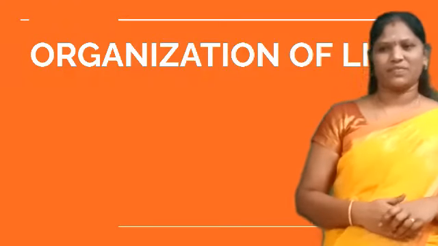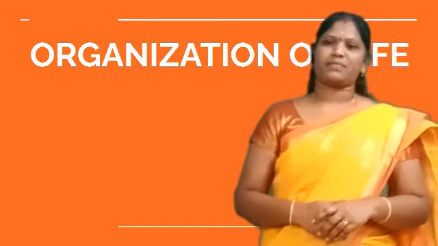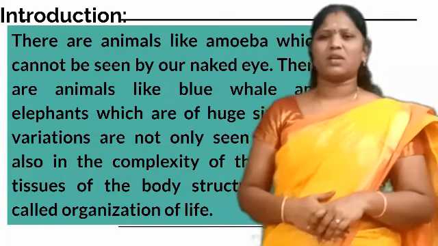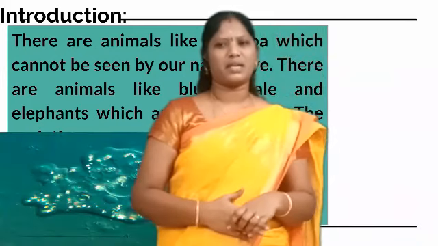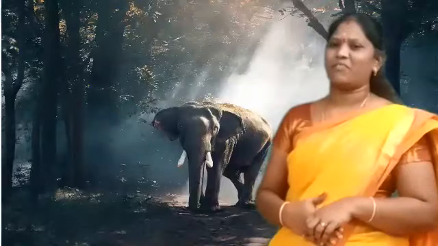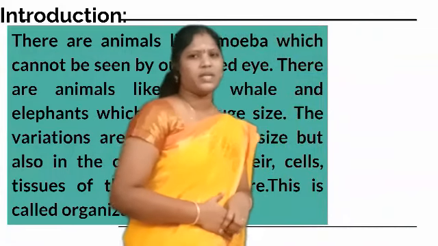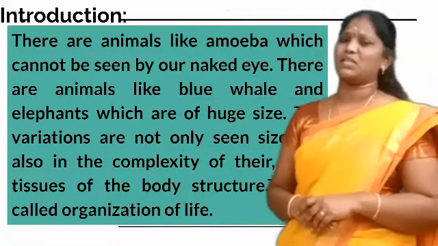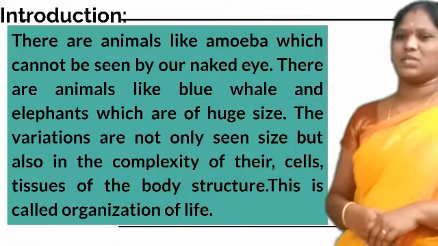Organization of life. Today we are going to see Unit 8. Introduction. There are animals like amoeba which cannot be seen by our naked eye. There are animals like blue whale and elephant, which are huge animals. There is a variation not only in their size but also in the complexity of the cells and tissues of the body structure. This is called organization of life.